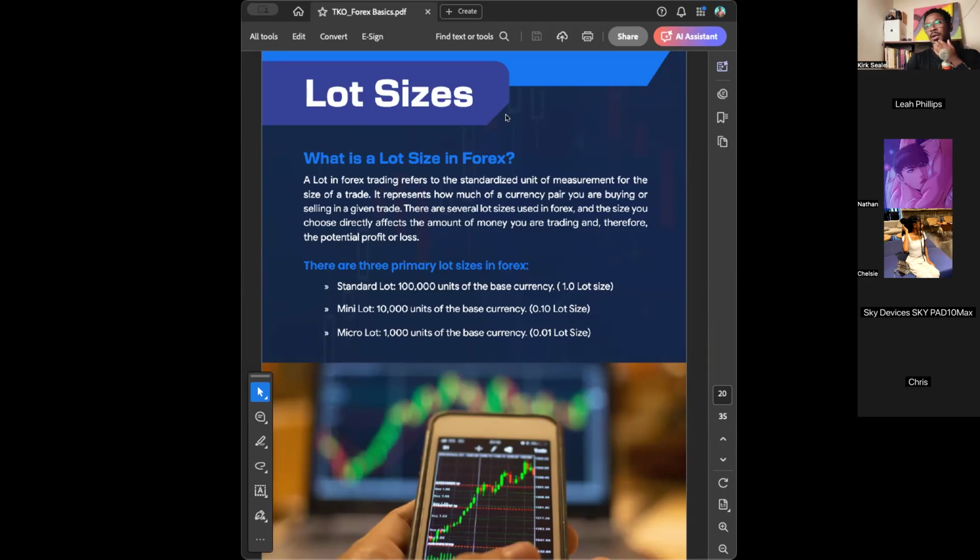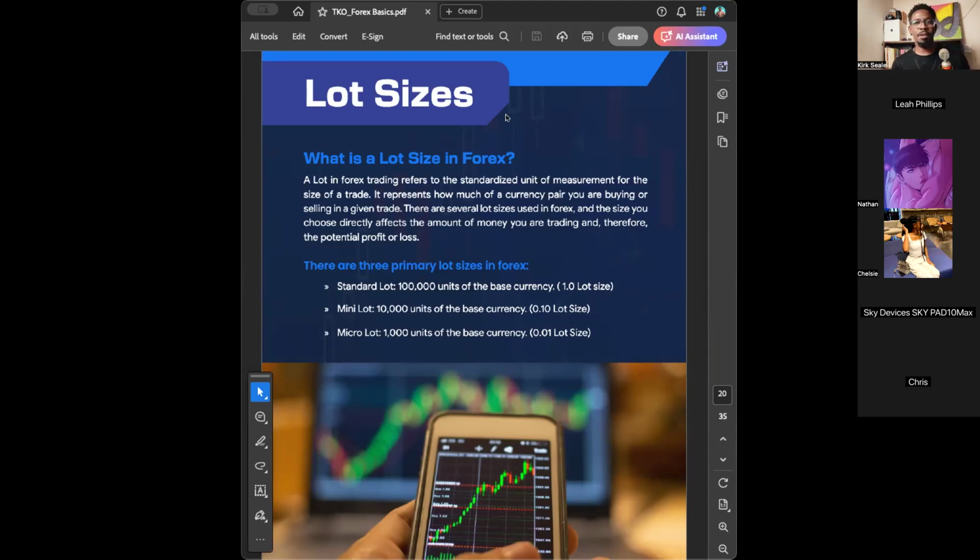Drop in the chat how much money you would have made from that trade. 30 pips is the take profit, you're using the standard lot, right? Let me know what you think, how much money you would have made on this trade. All right, perfect.